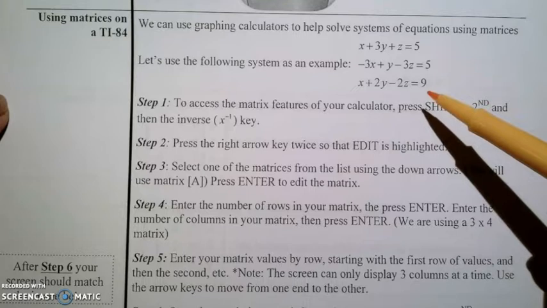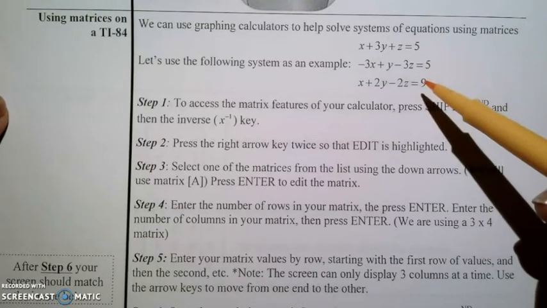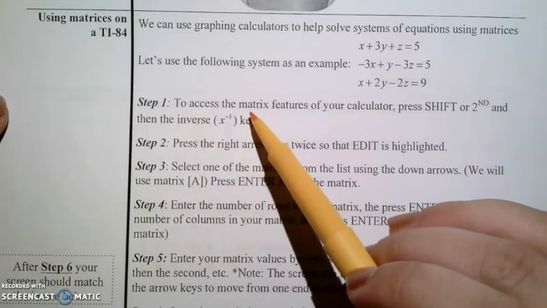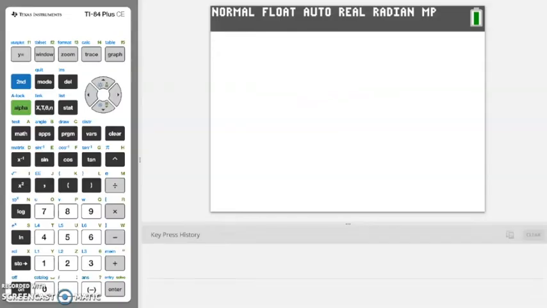Okay, so let's look at this system that they gave us. Notice it's already in standard form. So I want to put this into the matrix. So my first step is to find the matrix key on my calculator. I'm going to go ahead and switch screens to my calculator and read along the steps while looking at the calculator. All right, so step 1 when we're looking at our calculator is to access the matrix features.